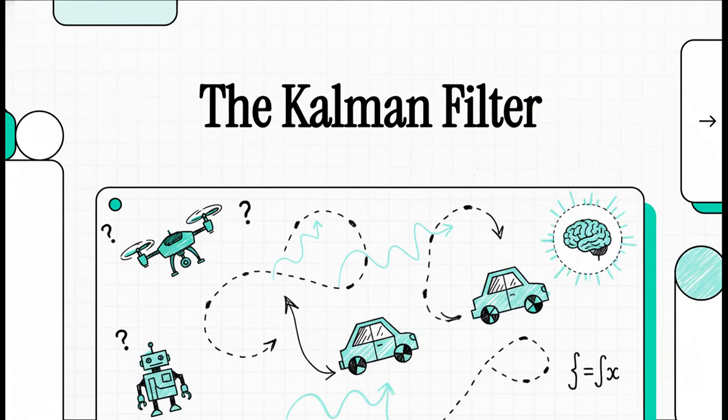All right, let's get into it. Today, we're going to tear down the mathematical engine that lets robots see through the fog of uncertainty. We're talking about the Kalman filter, the algorithm that turns noisy sensor data into a clear picture of reality.